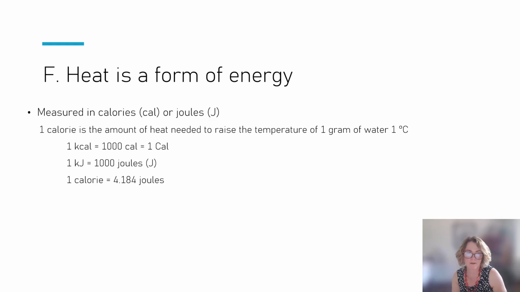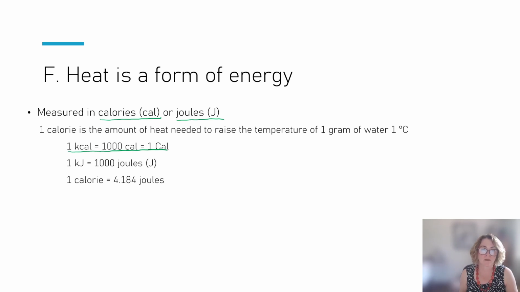Okay, so heat is a form of energy, and this is something that can be measured. We're going to be focusing on two units for measuring heat: calories, where the symbol is cal, and joules, which is a capital J. A calorie is defined as the amount of heat needed to raise the temperature of 1 gram of water 1 degree Celsius. If you are an avid reader of food labels, you may notice the calories in your food, and those are actually in terms of kilocalories.